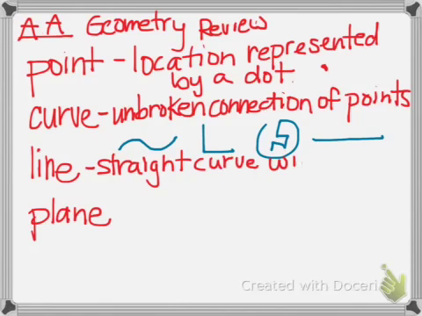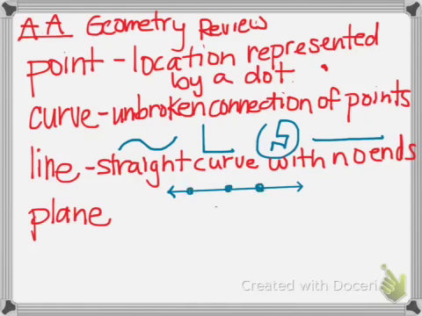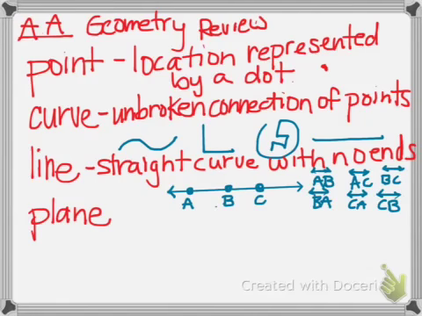So the definition of a line is a straight curve that has no ends. It goes on infinitely in both directions. A line can have points on it, and it is usually defined by its points. So if we have A, B, and C on a specific line, then we can call it line AB, or line BA, we can call it AC or CA, and we can also call it BC or CB.